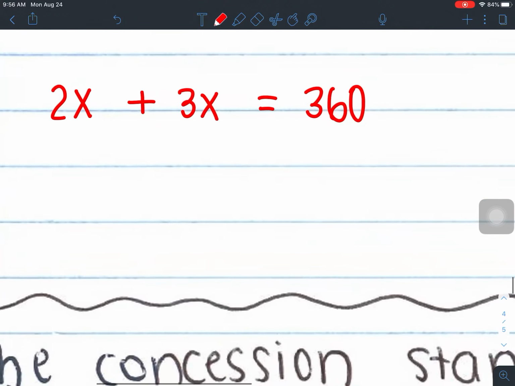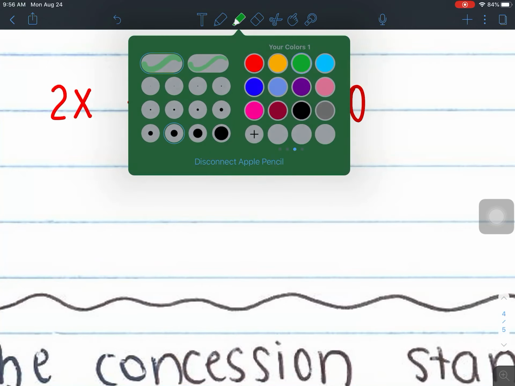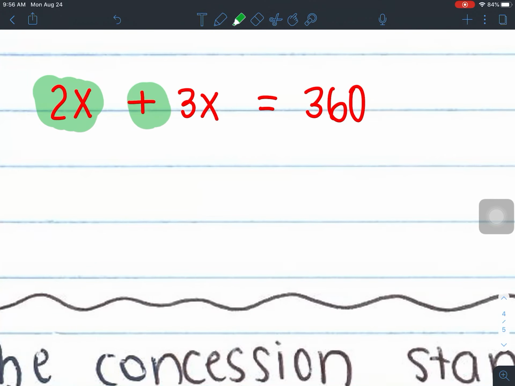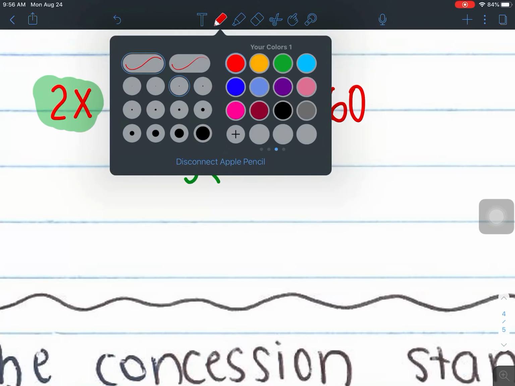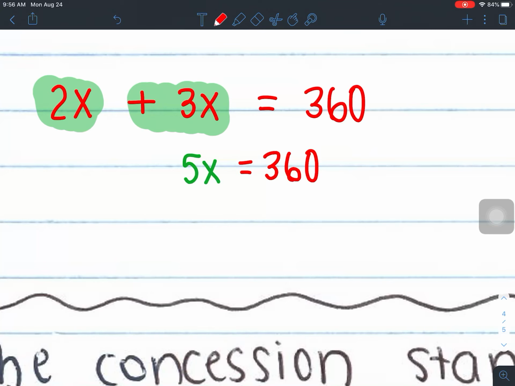All right, moving on. Isn't this a lot prettier to look at than the fractions? Hopefully you agree. So what do I do next? I'm going to combine like terms. I have 2x plus 3x. Well, 2x plus 3x is 5x. Oops, that turned the x part red. So then we have equals 360.